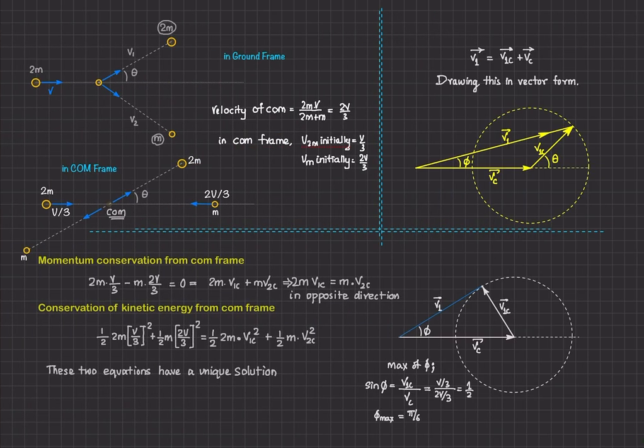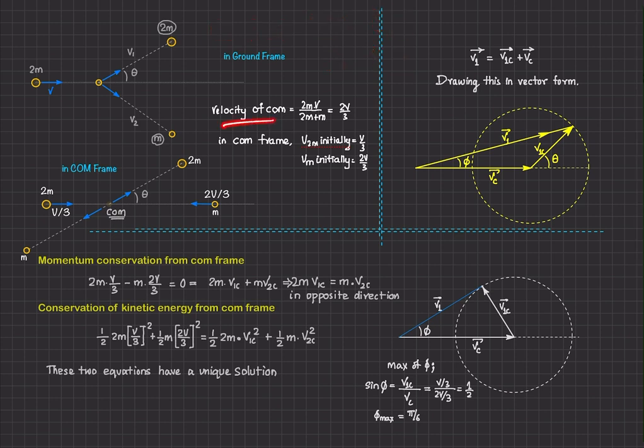See here, we have drawn the diagram. This diagram is in the ground frame. The 2m mass is moving and it is colliding with mass m. After collision, this is the direction in which 2m moves and this is the direction in which m moves. The velocities v1 and v2 are shown here. These v1 and v2 are the velocities of 2m and m in the ground frame after collision. Now the same velocities in the center of mass frame, I am using the COM frame. Velocity of 2m I am writing as v1c and velocity of m as v2c.